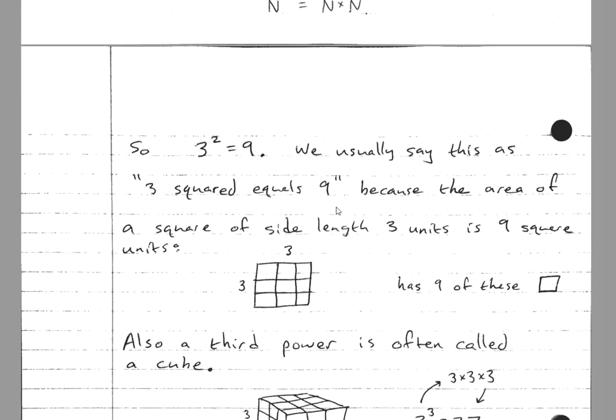Where's the square? Well, here's the square. If you have a square that's 3 units by 3 units, say 3 feet by 3 feet, then the area of that square is going to be 9 square feet. So that's where the squaring comes in.